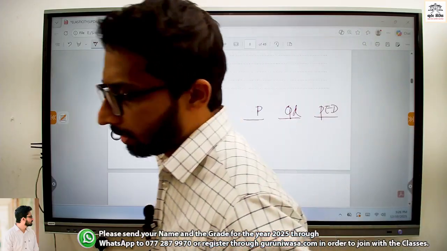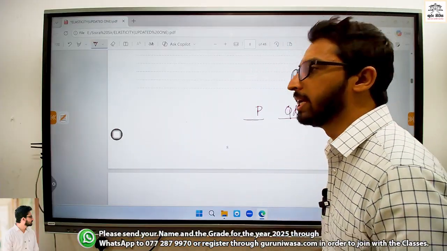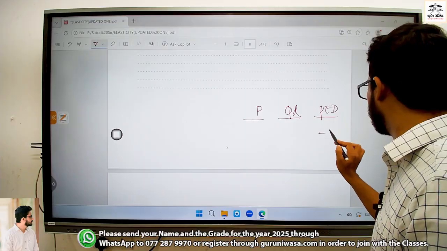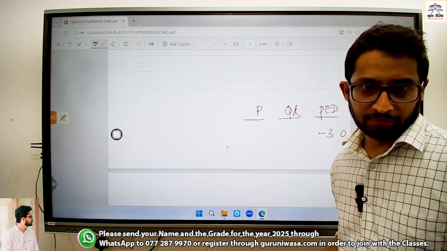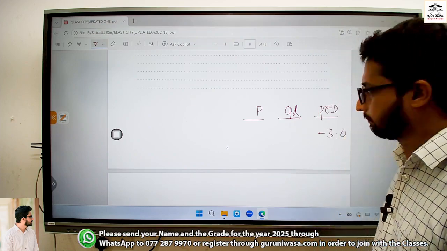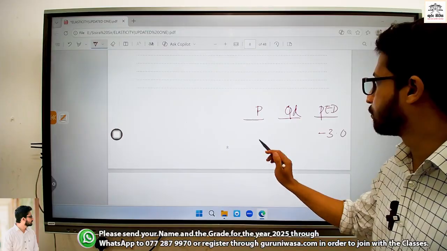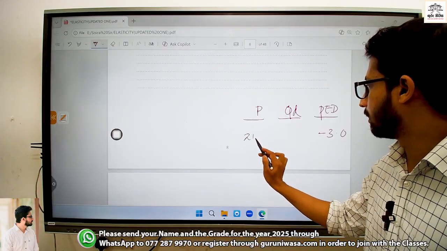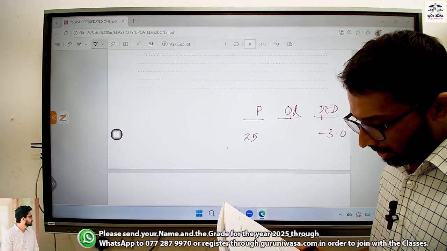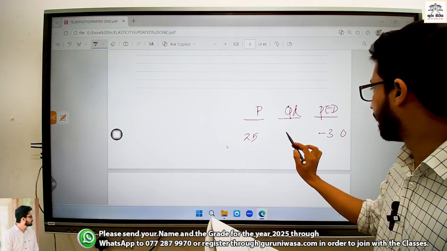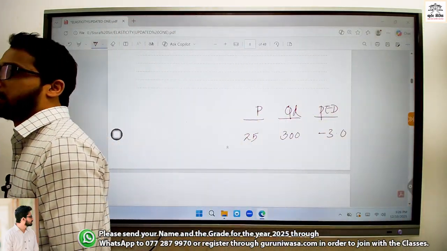Price elasticity of demand for a ballpoint pen is -3. Now the PED value at a particular point is given. You have been given the calculated PED value. The price of a ballpoint pen is 25, but this is 10 years back. The quantity demanded is 300 pens. 300 pens are being demanded at price 25.